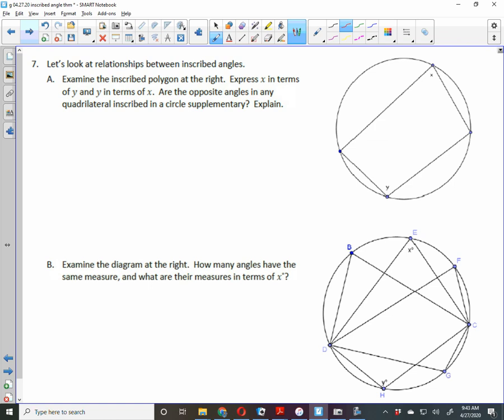Okay, number 7 says let's look at the relationship between inscribed angles. Examine the inscribed polygon at the right and express x in terms of y and y in terms of x. Are the opposite angles in a quadrilateral inscribed in a circle supplementary, and explain. That's an interesting thing.